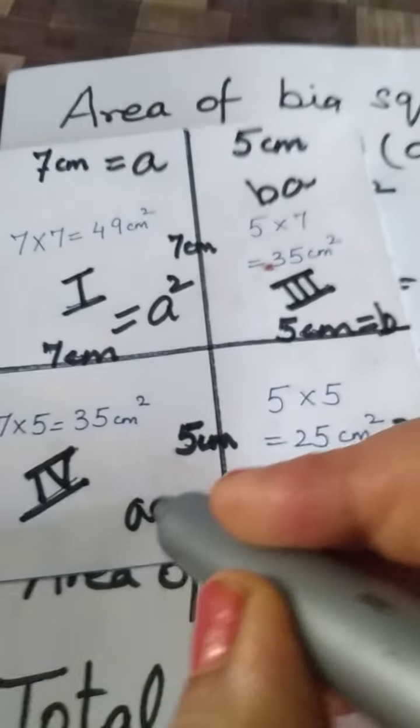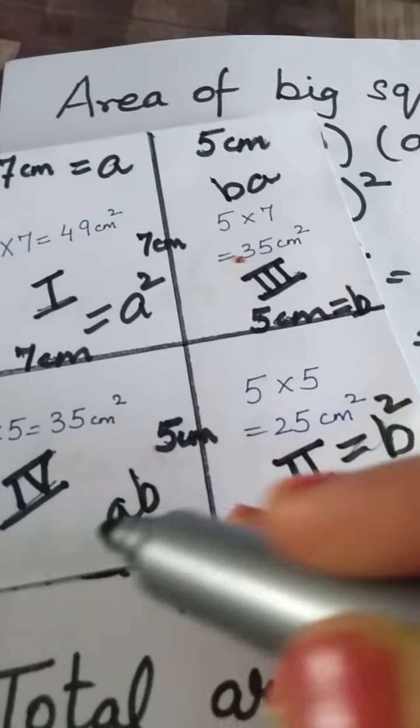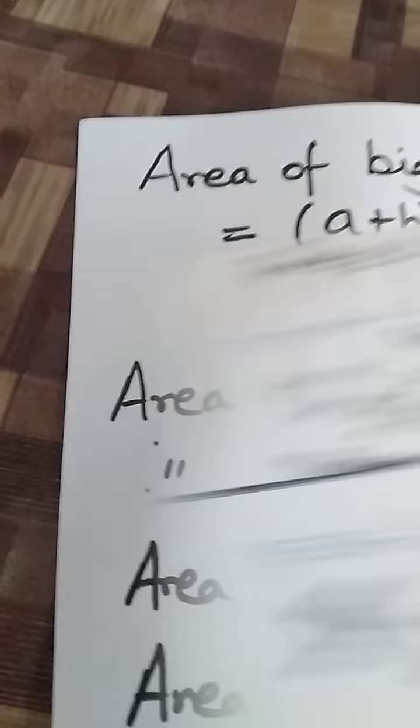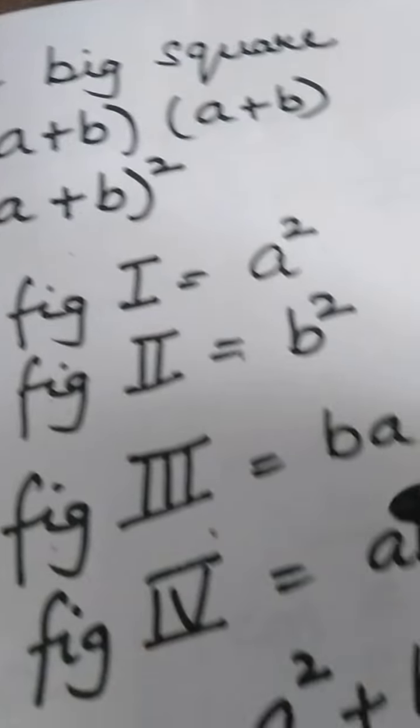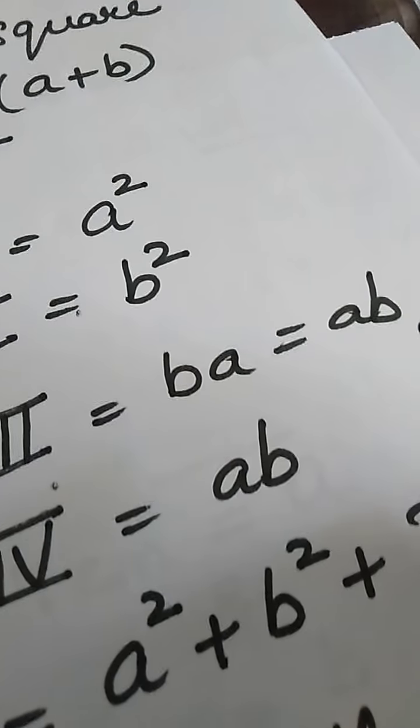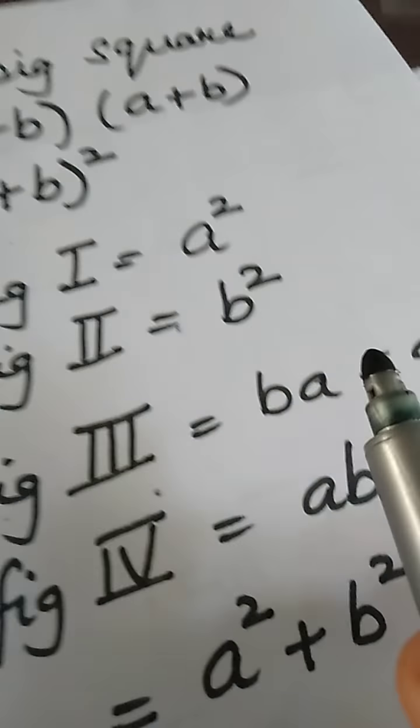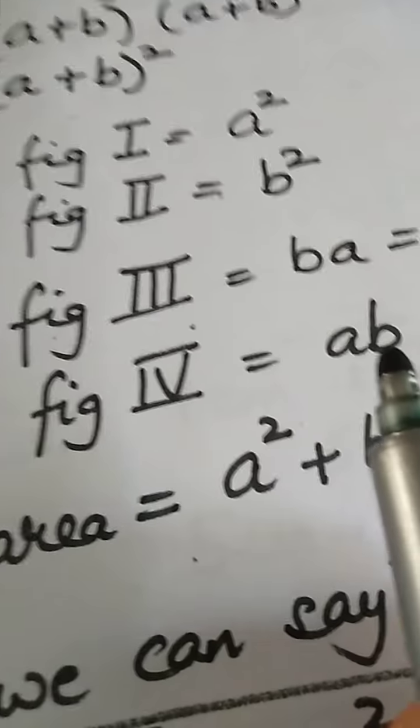And area of this fourth figure is again AB. 7 into 5. 7 is A and B is 5. Clear? So what we have taken? First figure is A square. Second figure is B square. Third figure is BA, which is same as AB. You all know. Yes. And fourth figure is AB.